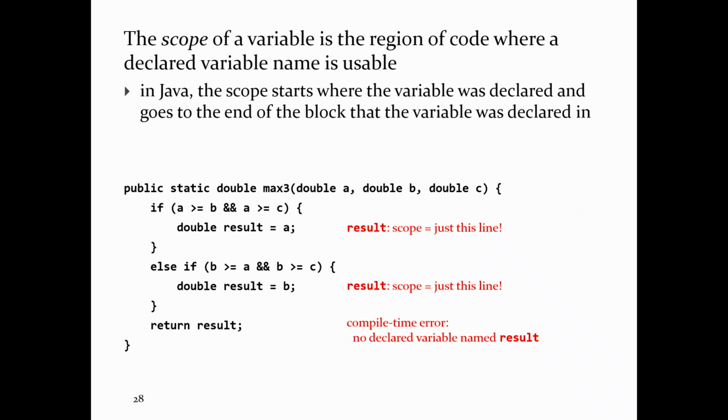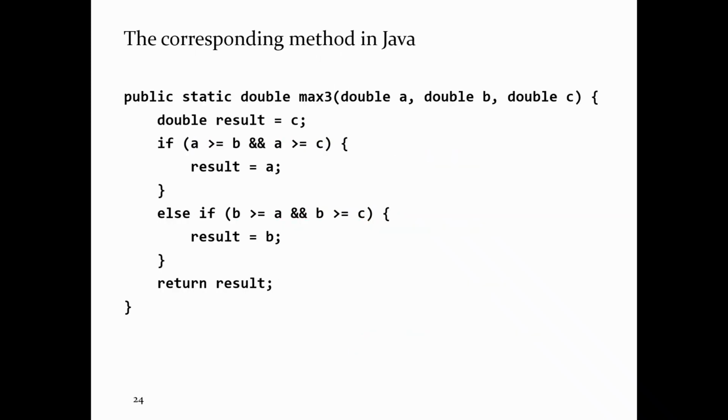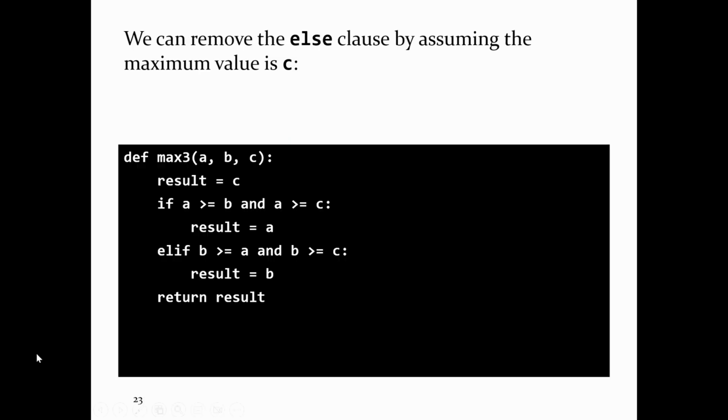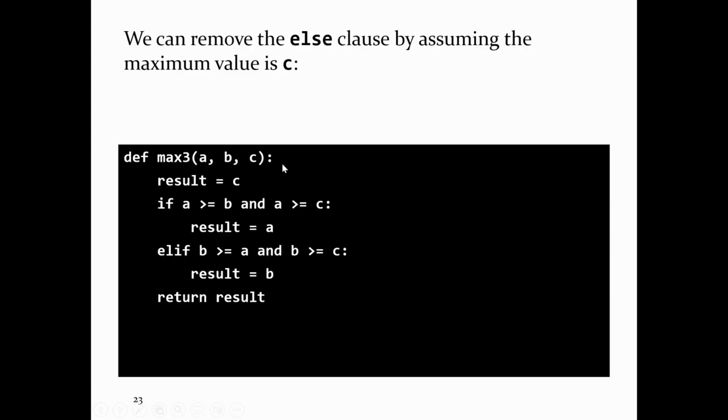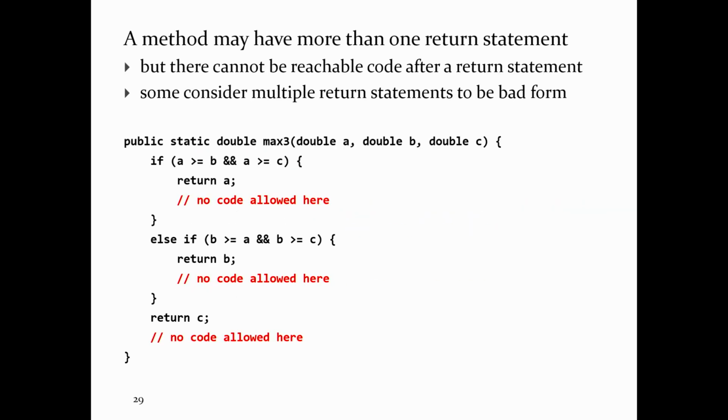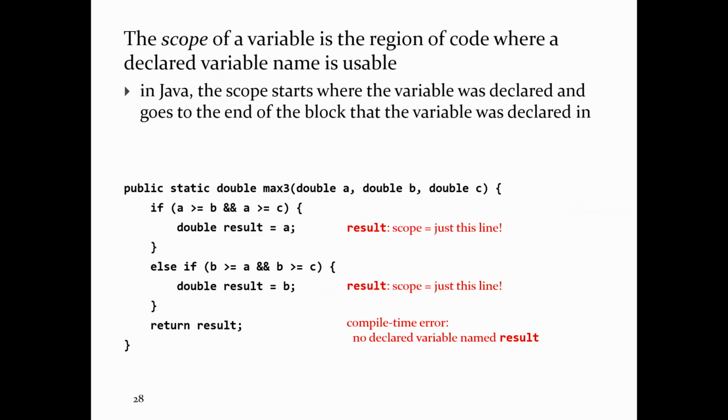All right, so it's easy to make. Remember back here in our Python program, where's the original one? Here. I can say result A, result B, and result C here. I don't have to declare it up here. That's not true in Java.